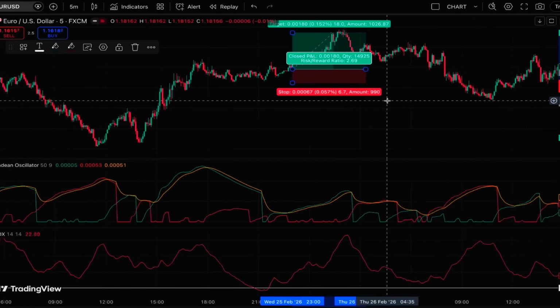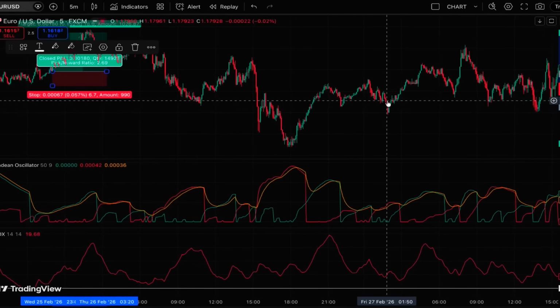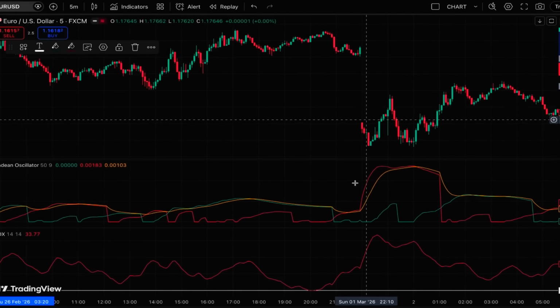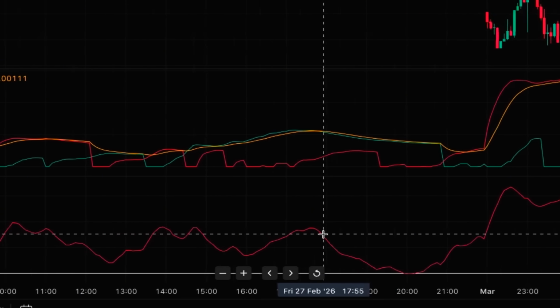Alright, let's find another trading opportunity so you completely understand how you should trade based on this trading strategy. Here you can see that ADX line went below 10.